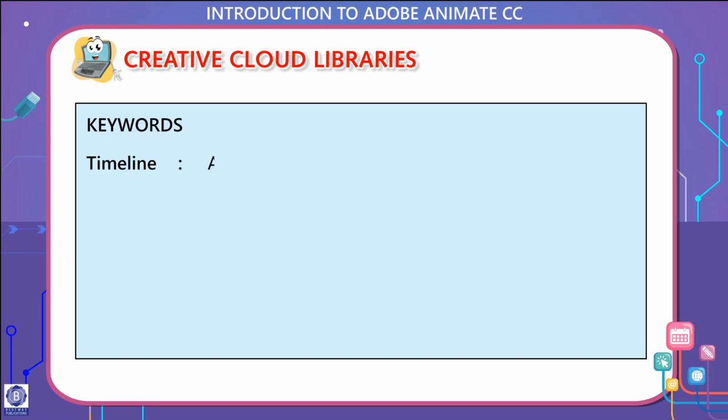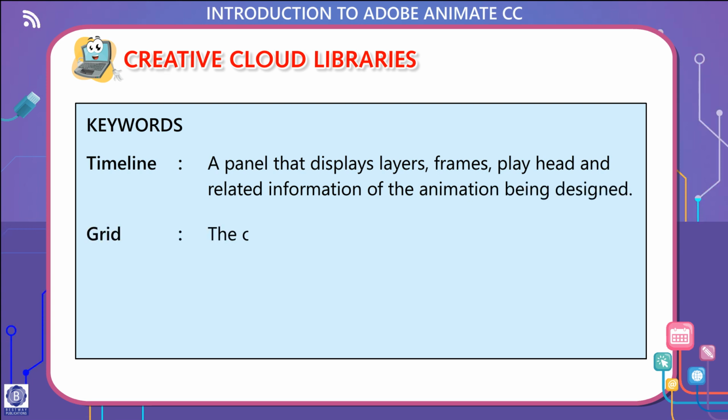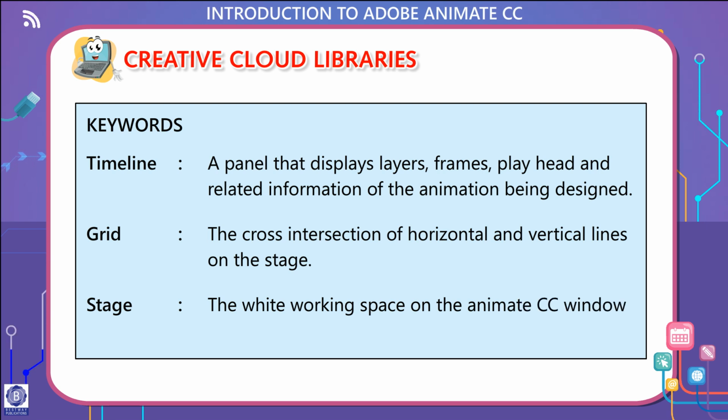Keywords. Timeline, a panel that displays layers, frames, playhead and related information of the animation being designed. Grid, the cross intersection of horizontal and vertical lines on the stage. Stage, the white working space on the Animate CC window after opening a new file.